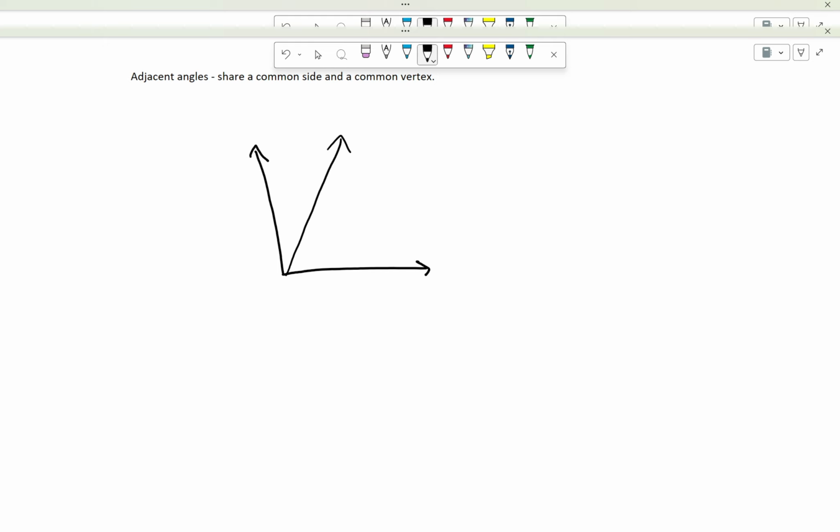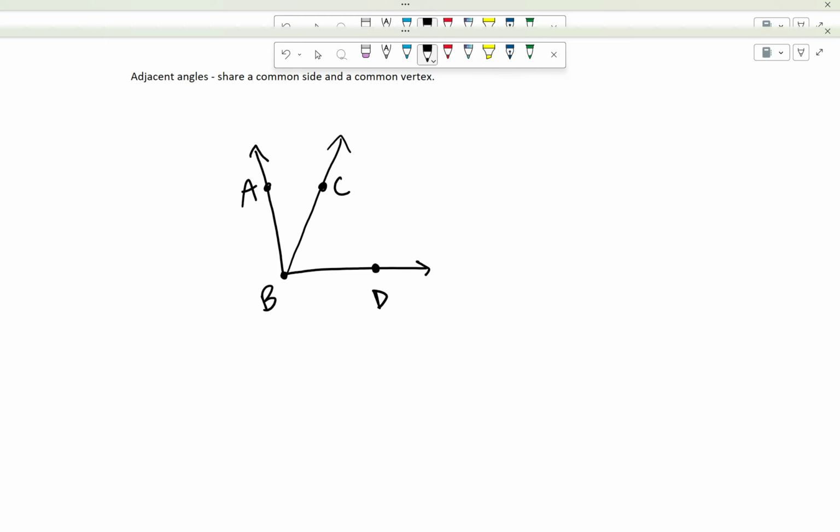I have neither a complementary set of angles nor a supplementary set of angles, at least because I haven't defined them with specific measurements that would fulfill those definitions, giving a 90-degree or 180-degree sum. So what I have here is two angles that share a vertex and share a common side.